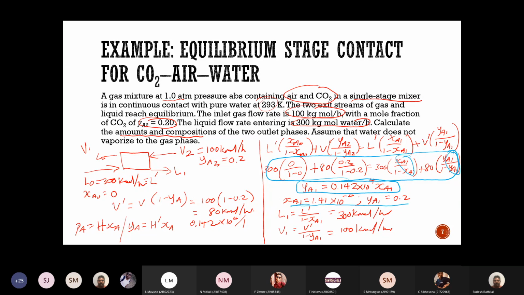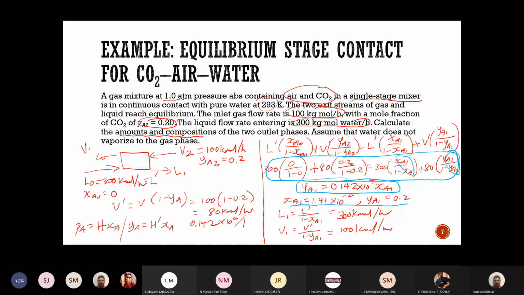Sorry, sir? Yes. Can you just go over why we use the L prime equation again? Okay, so there are two ways of doing this problem. I can use the normal traditional mass balance equations: L0 plus V2 is equal to L1 plus V1, and then do a component mass balance there and get the same answers basically.